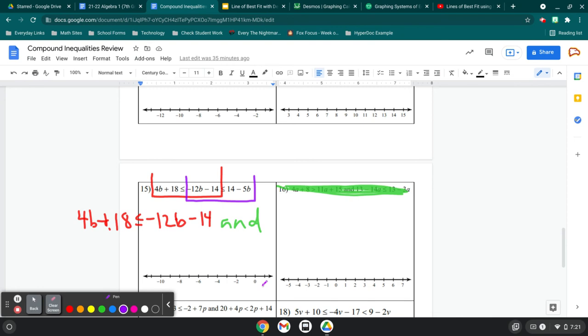And looking at that purple portion, negative 12b minus 14 is less than or equal to 14 minus 5b. So if you ever have variables anywhere other than that shared center expression, you need to separate it to be able to solve it. All right, so let's dig in.